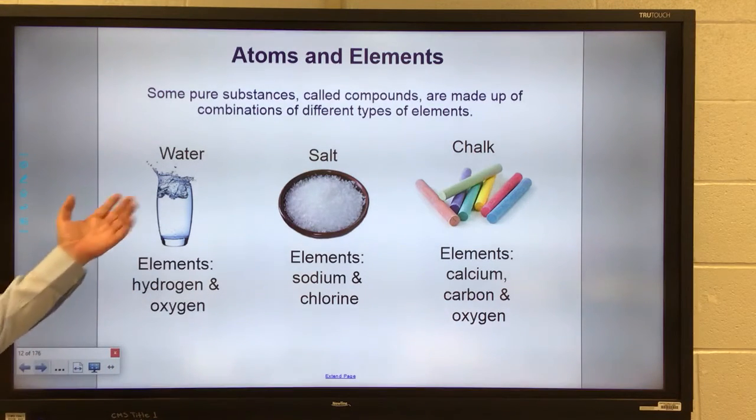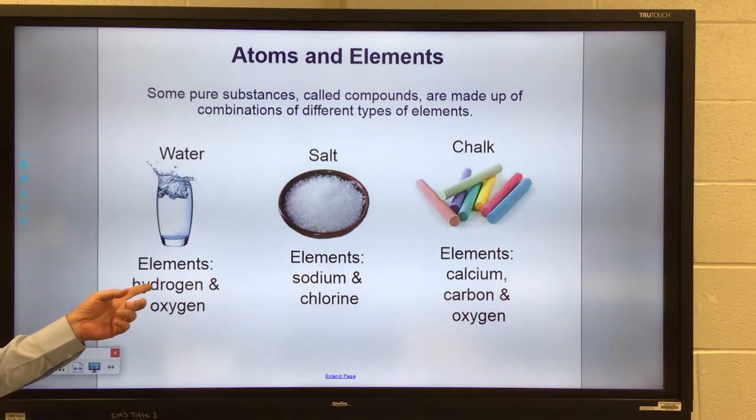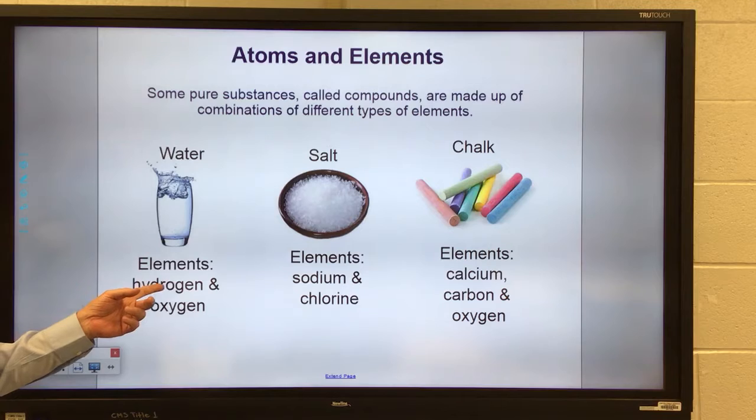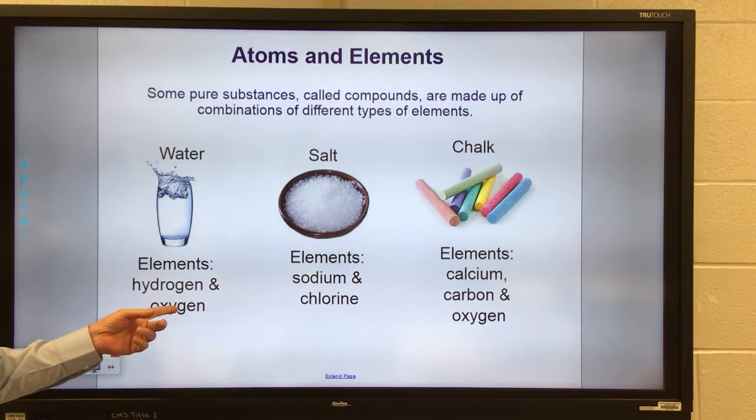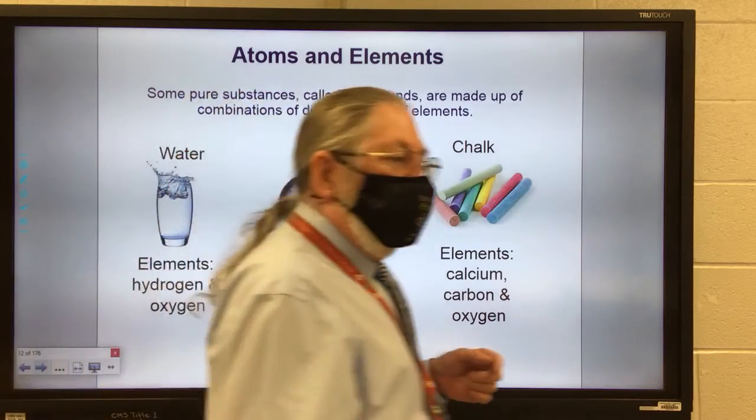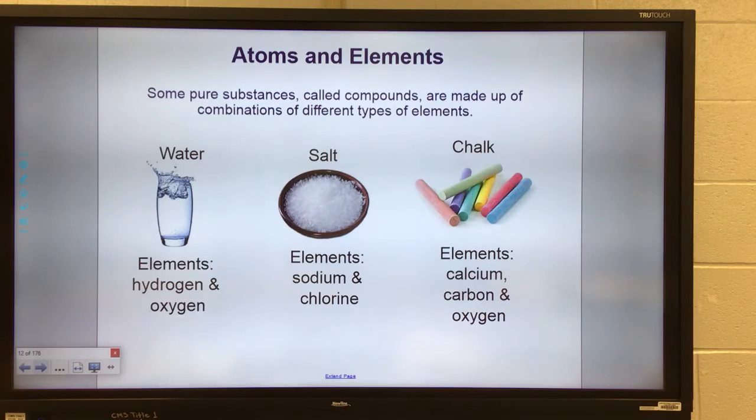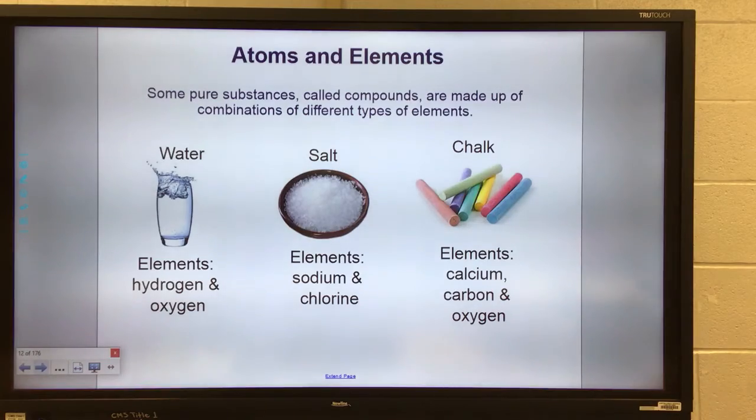You have water, and water is a pure substance, but what is it made up of? Look what it's made up of. Hydrogen and oxygen, right? You've heard H2O. Which is water. And we'll talk about where that 2 comes from.